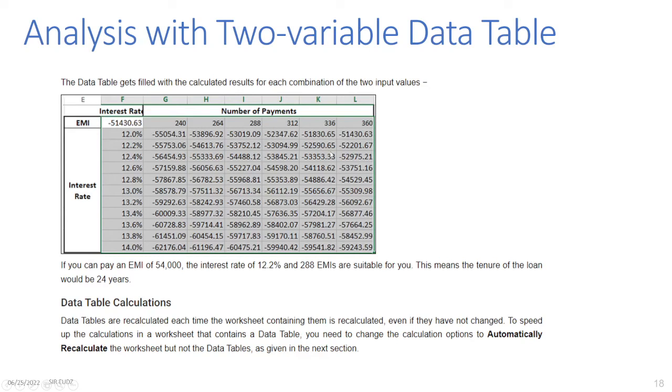So if you can pay an EMI of 54,000, the interest rate of 12.2% and 288 EMIs will be suitable for you. This means that the tenure of the loan would be 24 years.